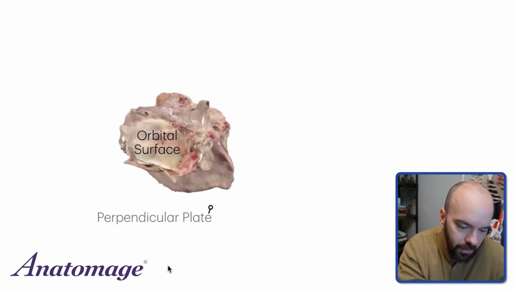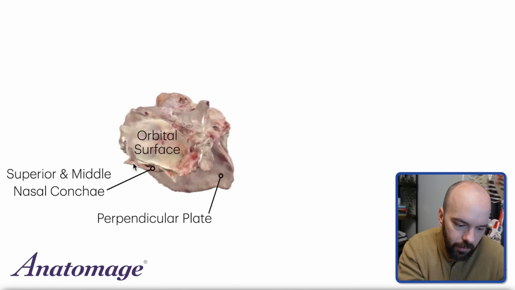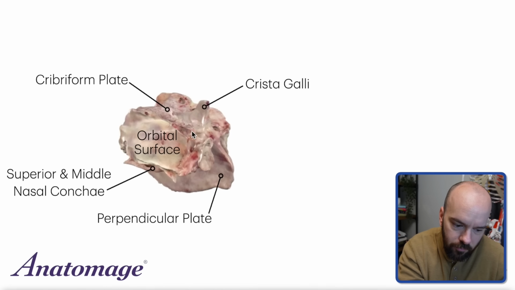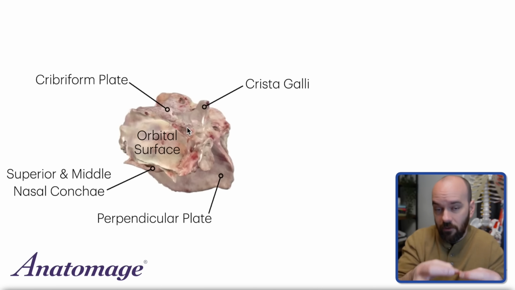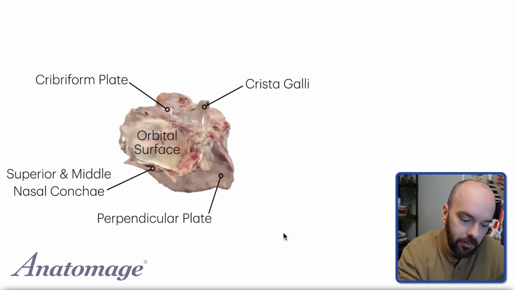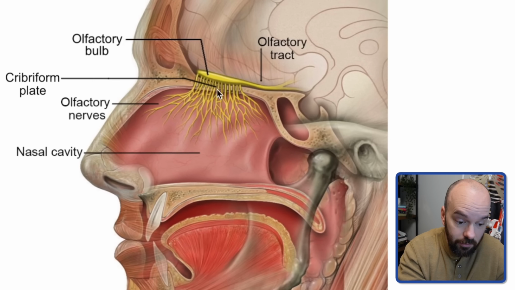The orbital surface, the perpendicular plate that makes up part of the nasal septum. The superior and middle nasal concha will be right in there. And we've got the crista galli, this ridge that sticks up into where the brain is right there. And then the cribriform plate, where the olfactory bulbs are going to sit and the olfactory fibers are going to go down into that nasal cavity. In this diagram, we can see the cribriform plate is going to be right there. There's the olfactory bulb right there, and you can see those olfactory nerves that are sticking down into the nasal cavity.